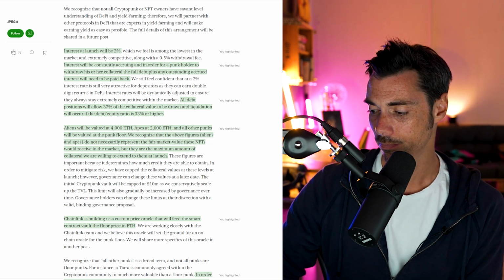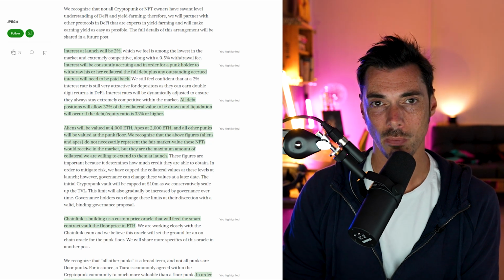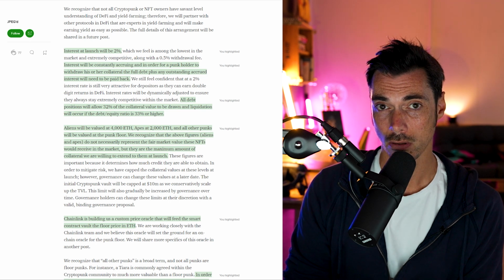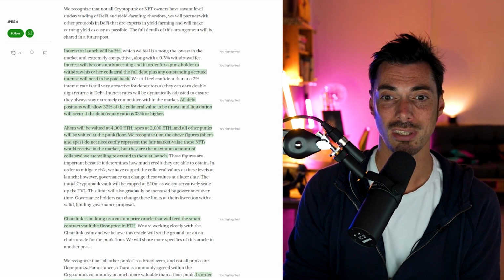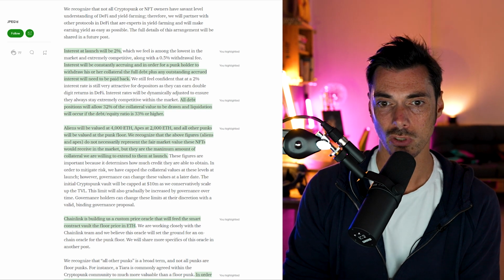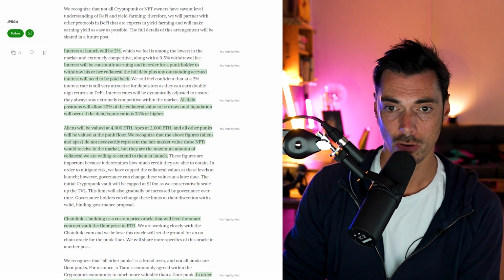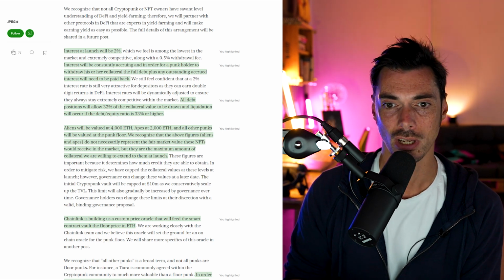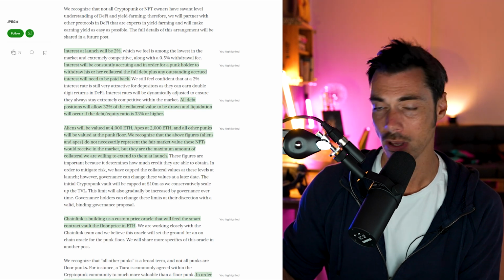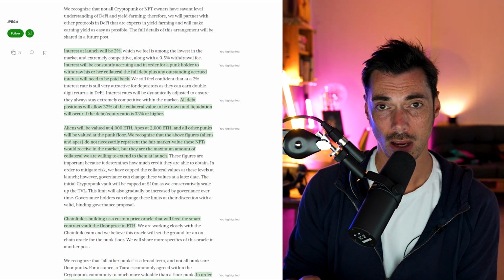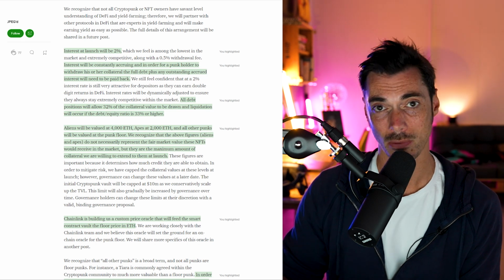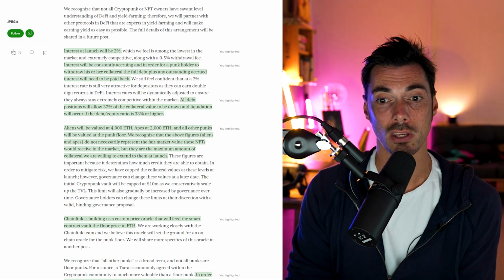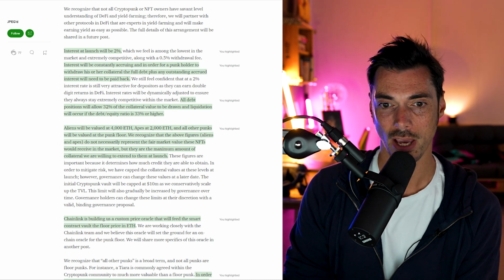Now, here's the most important bit. How much will you pay for taking out a loan on your CryptoPunk? The interest at the launch, so presumably that will go up, is going to be 2% with a 0.5% withdrawal fee. The interest will be constantly accruing, and in order for a punk holder to withdraw his or her collateral, the full debt plus any outstanding accrued interest will need to be paid back. They believe that even though 2% seems like a lot and the withdrawal fee seems like a lot, if you are smart, the value of having that liquidity and the ability to do other things with it should far outstrip what you have paid for it.